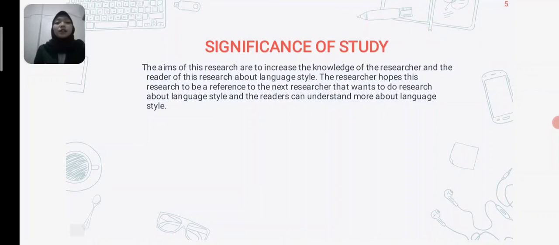Next, there is a significance of study. The aim of this research are to increase the knowledge of the researchers and the readers of this research about language style. The researchers hopes this research to be a reference to the next researcher that wants to do the research about language style, and the reader can understand more about language style.